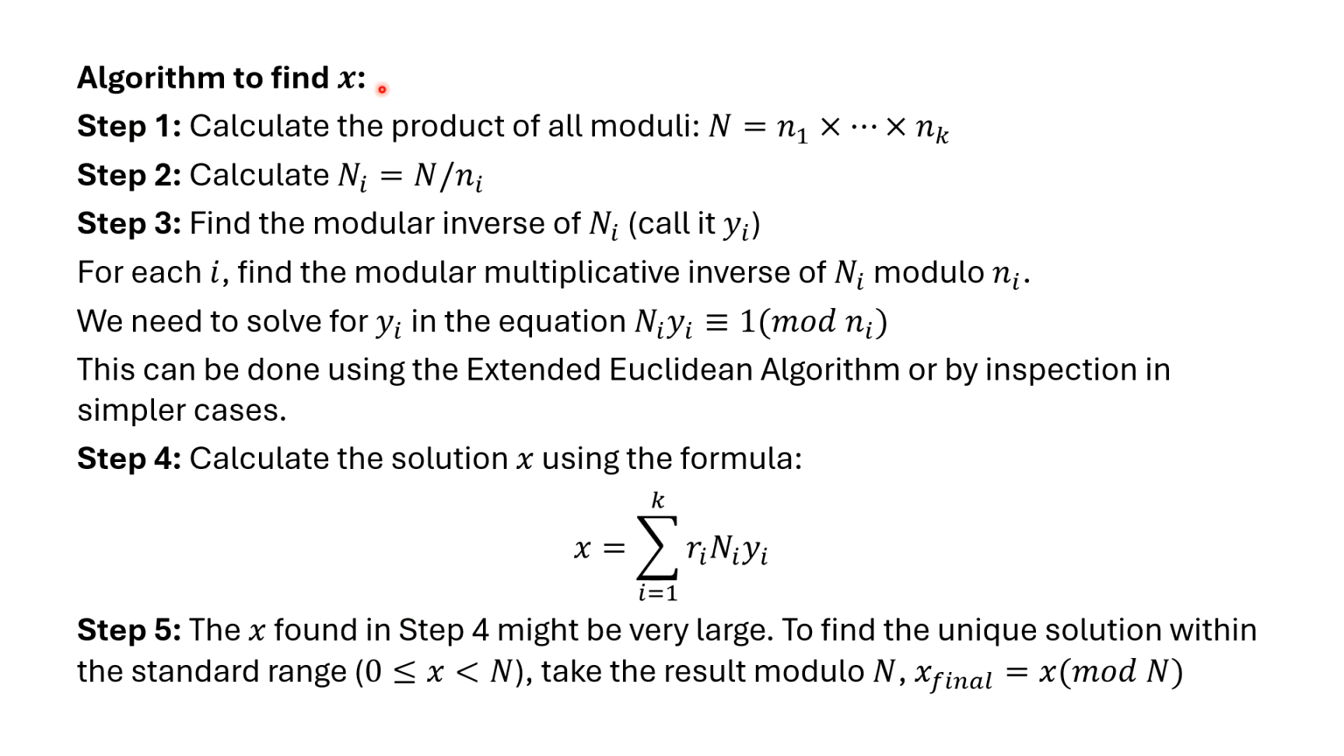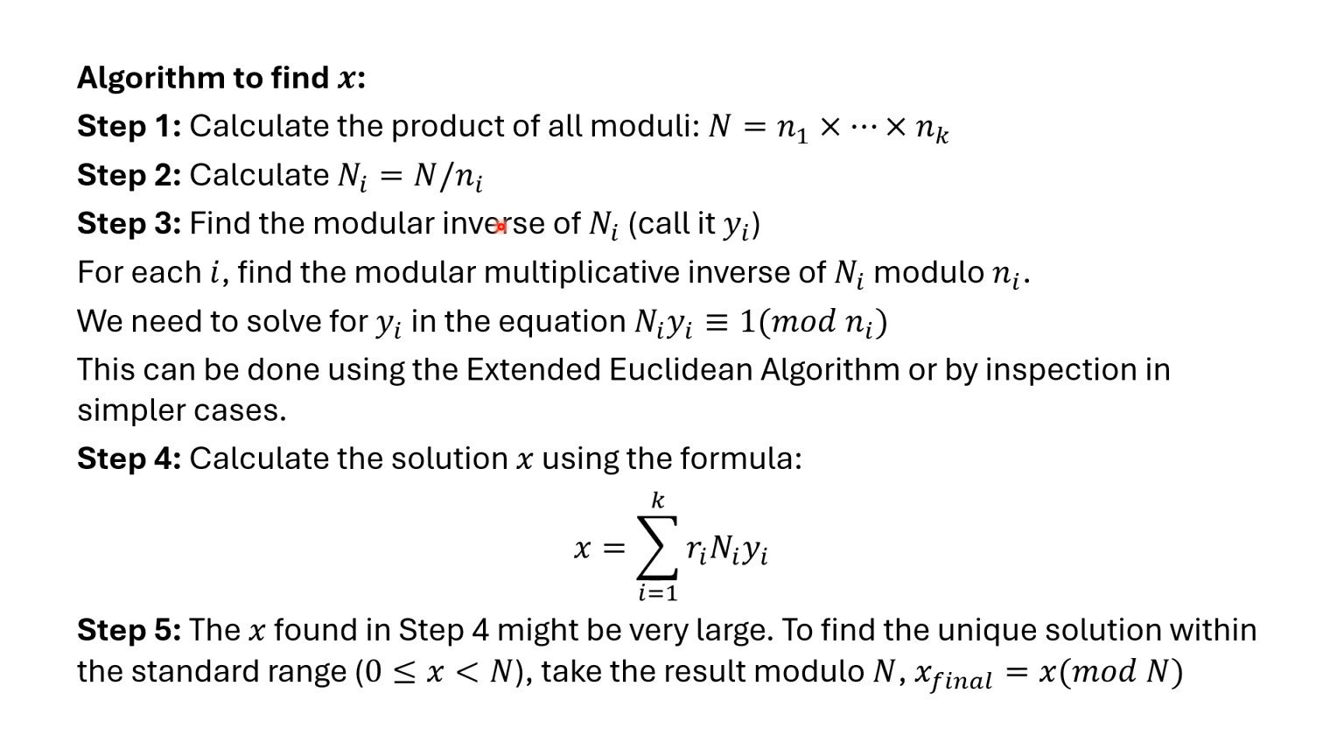So to find x, the solution to our system of modular equations, we go through these following steps. First, we compute N, so that's pretty obvious, we need that. Then we compute something called N sub i, and that's basically N divided by n sub i. For example, N1 would just be this product except for n1, and N2 would be this product except for n2, and so on.